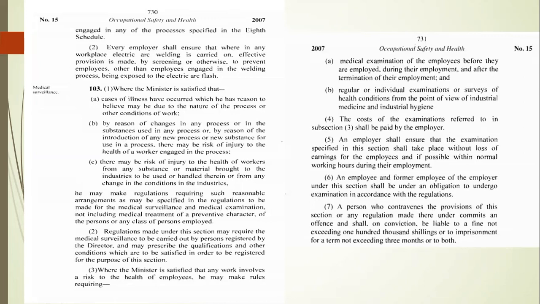So what the minister is able to do, if they're satisfied the work has a risk to the employees, they are permitted to make rules requiring medical examination of the employees, both at pre-employment, annual and post-employment stage, and regular or individual examinations or surveys of health conditions from a point of view of industrial medicine and industrial hygiene. Of note, the cost of these examinations are referred to in subsection 3, and they shall be paid by the employer.